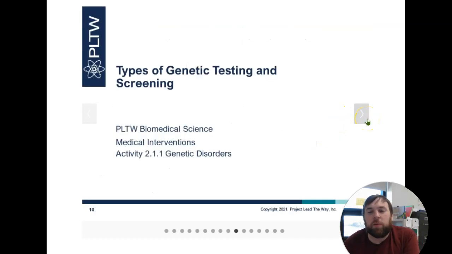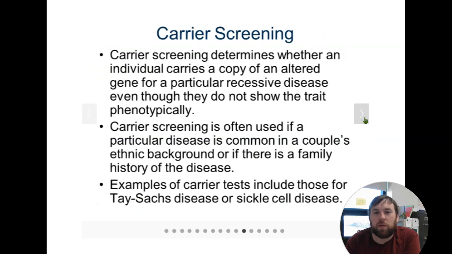So those are the different types of genetic disorders. Now let's see exactly how we can test or screen for these different genetic disorders. And one thing we can do is called a carrier screening. A carrier screening is going to determine whether or not an individual carries a copy of an altered gene, whether or not you are a carrier of that copy gene.